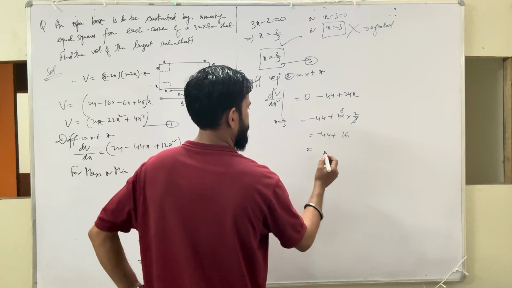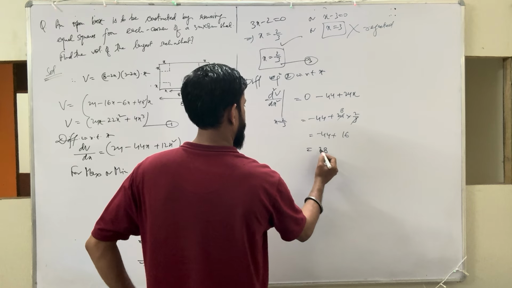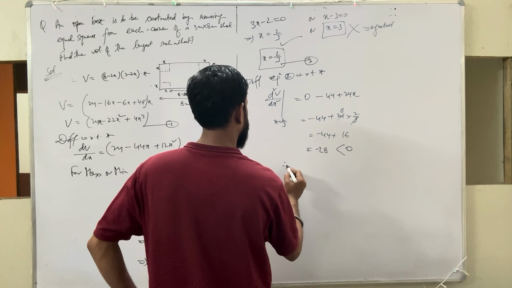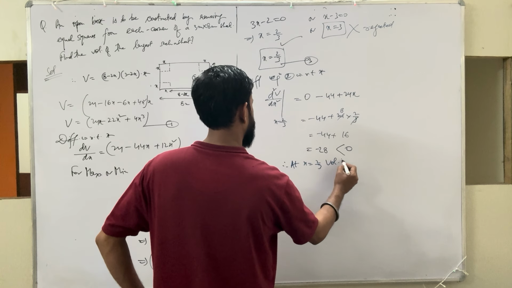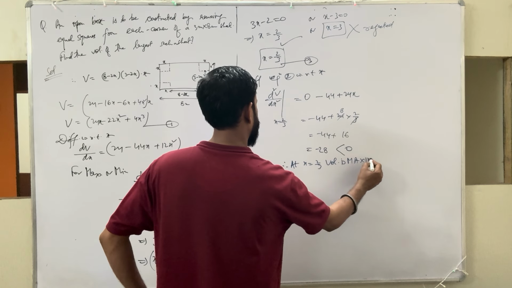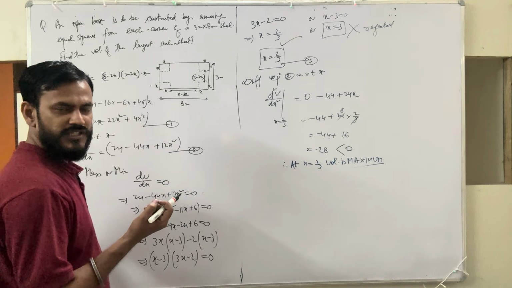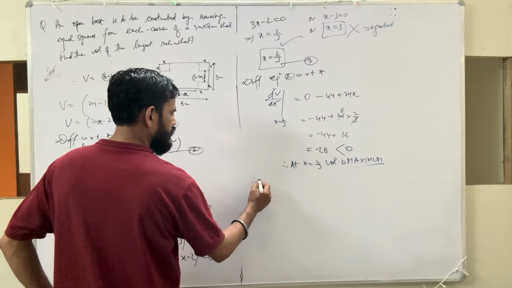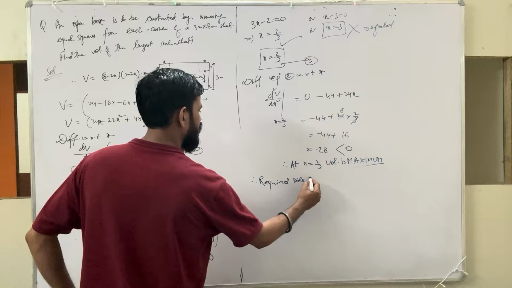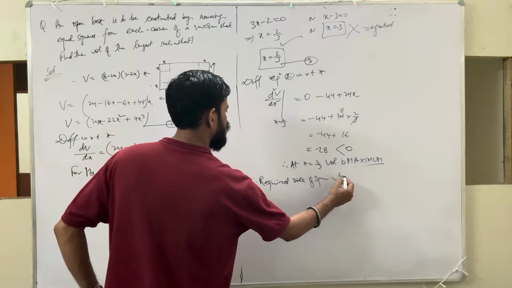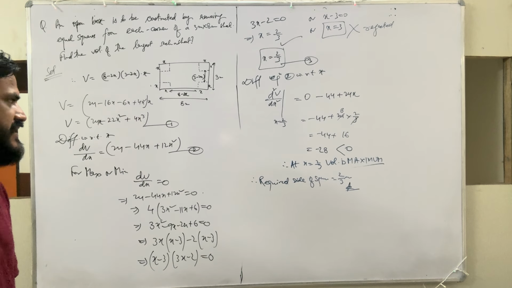So minus 20, which is less than 0, that means at x equal to 2 by 3 volume is maximum. So the required length of the square that should be cut off is, required side of square is 2 by 3 meters for the volume to be maximum.